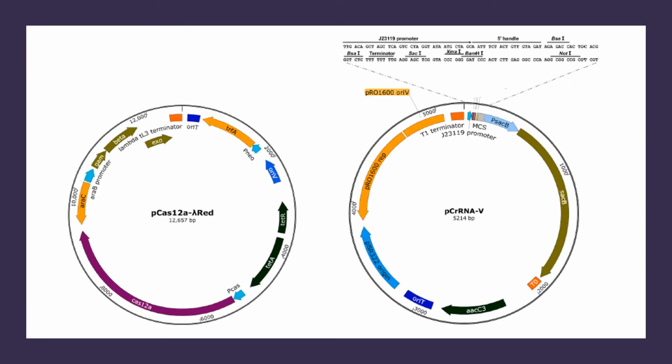So this figure shows the maps of the pCas12a lambda red and the pcrRNAV plasmids, and this was created using SnapGene 3.1. On the left, it shows the plasmid map for the pCas12a lambda red plasmid, and then the right shows the map for the crRNAV plasmid.